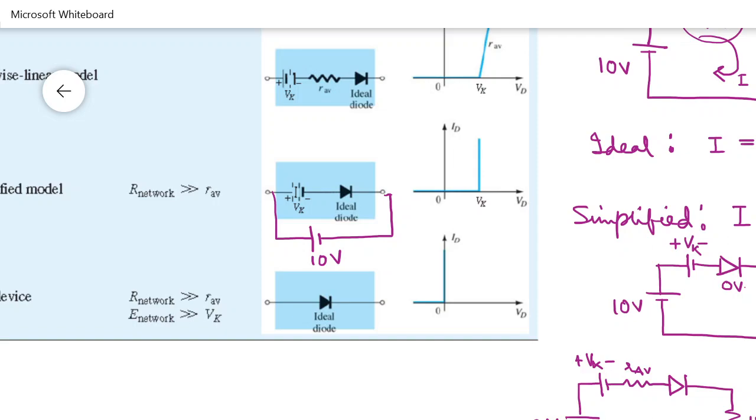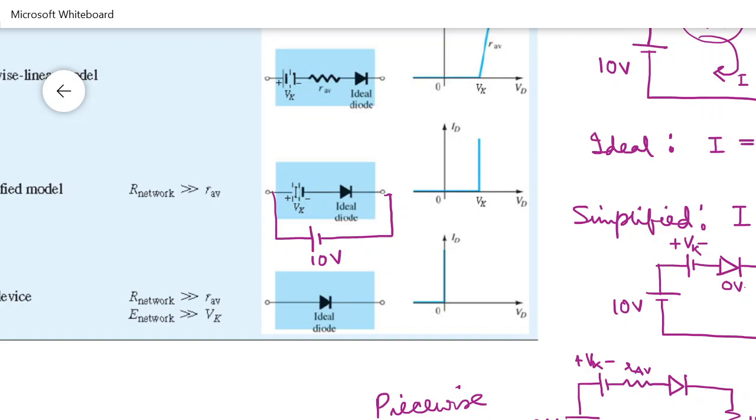Why is it so? Because you very well understand the R network is very large. The 10 kilo ohm is very large compared to 2.6 ohm. So the change in the value will not be very appreciable. Okay, this is the piecewise linear model.